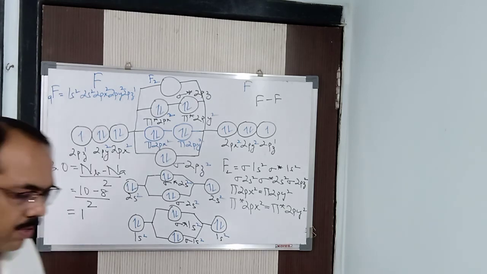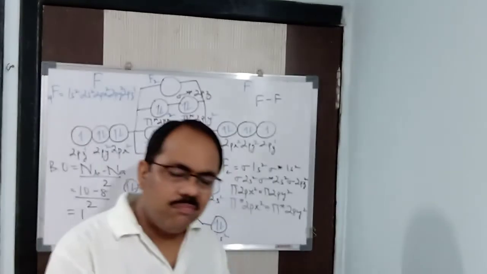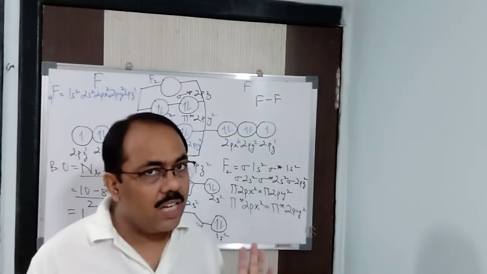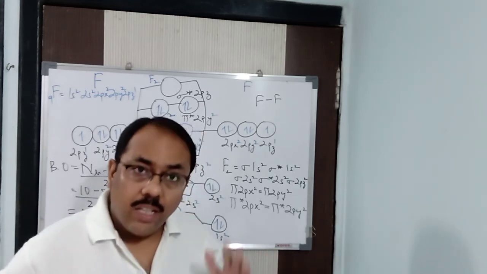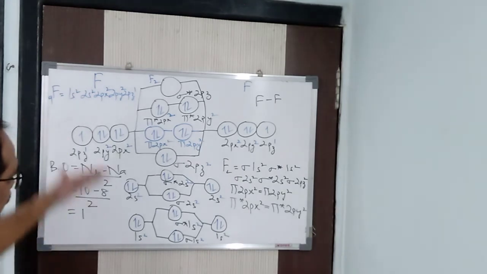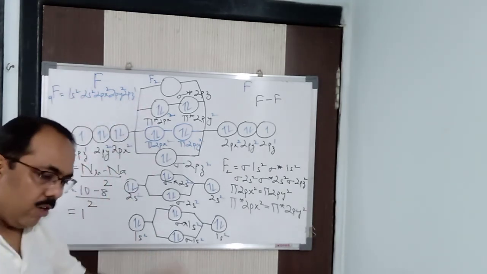The molecule will be stable when Nb is greater than Na. If Nb is less than Na, not possible. If Nb is equal to Na, then also it is not possible. The molecule is unstable in nature. So we can learn the stability of the molecule after writing the electronic configuration and calculating the bond order. Clear? I hope you understood.